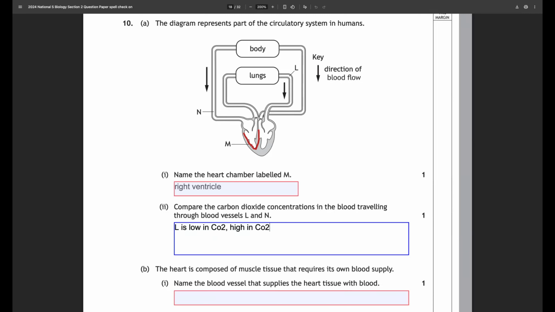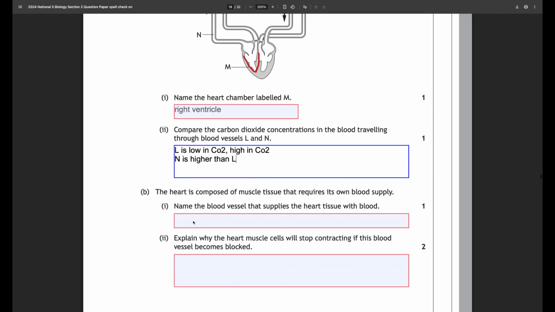So what is the comparison? Well, we would say that N is higher than L. We've compared the concentrations. There is more CO2 in N than L, or vice versa, there is less in L than there is in N. Something along those lines would get you the mark there.